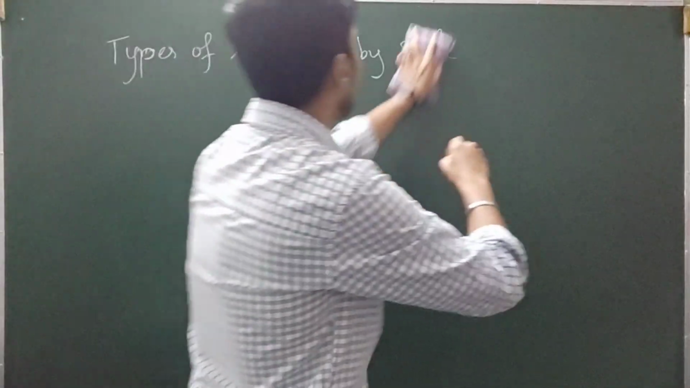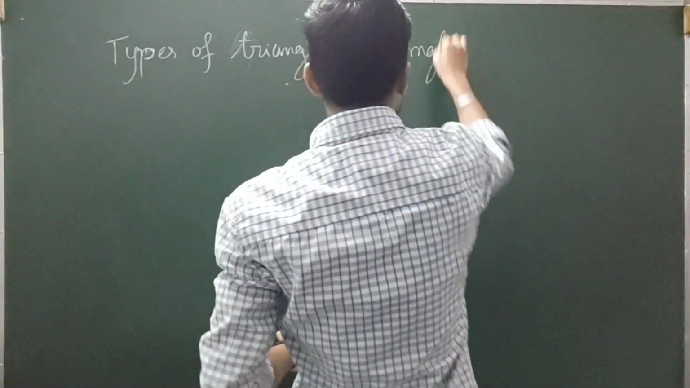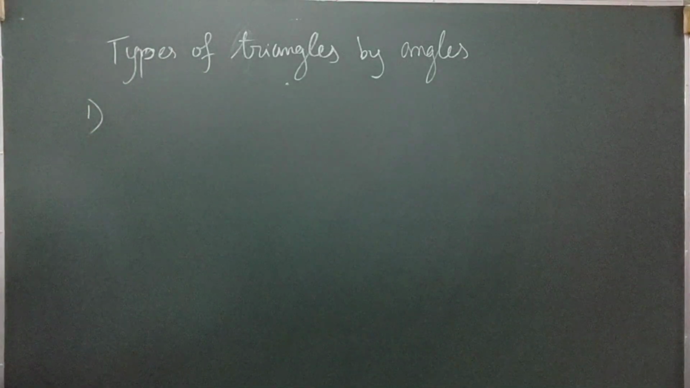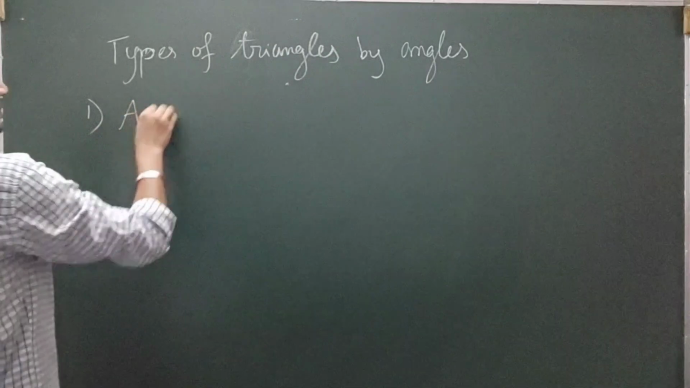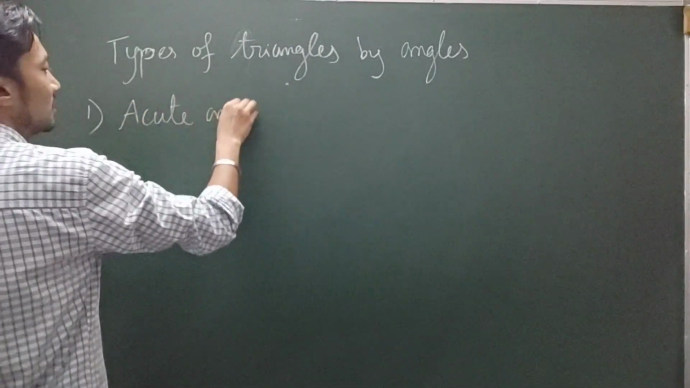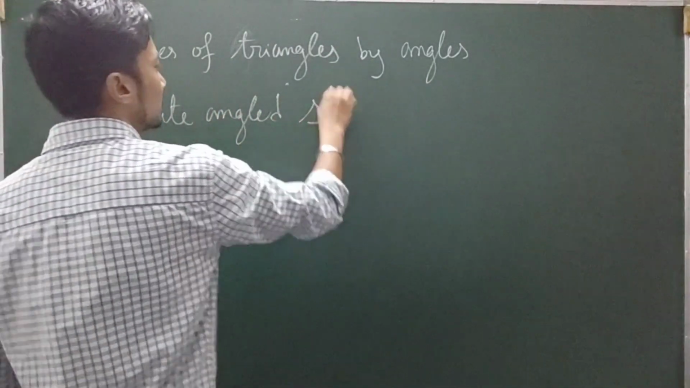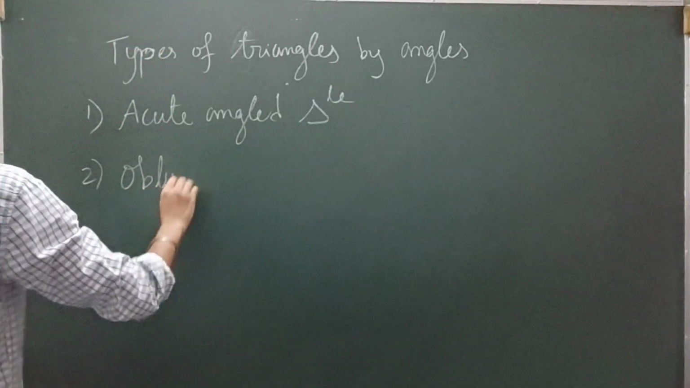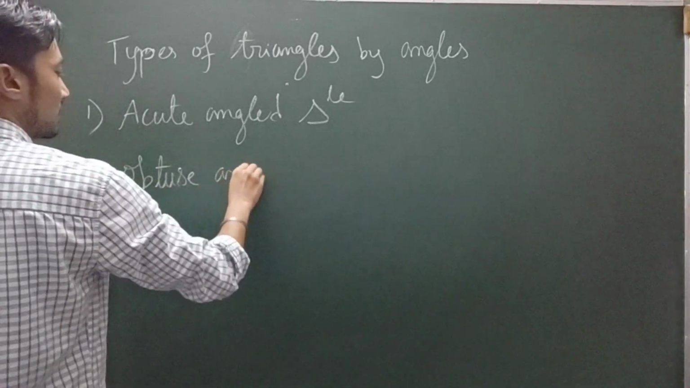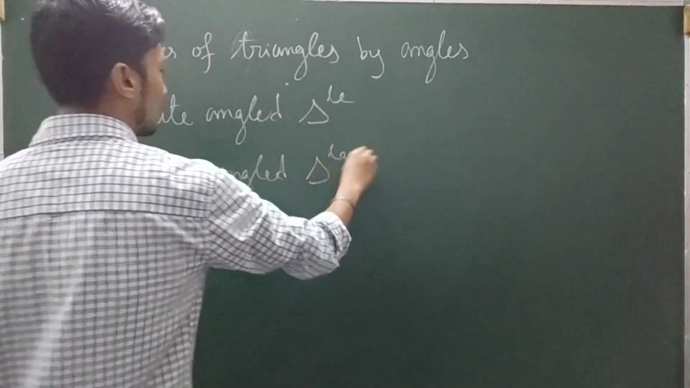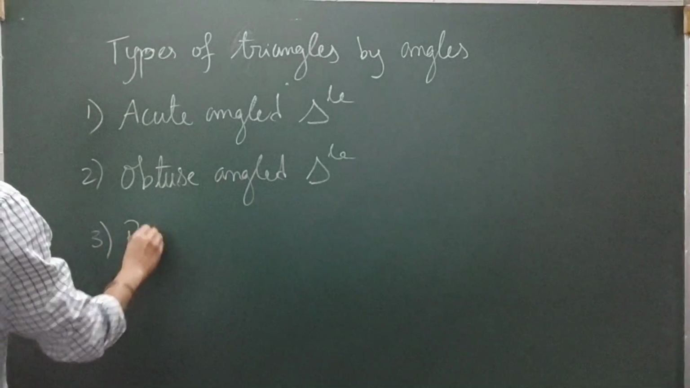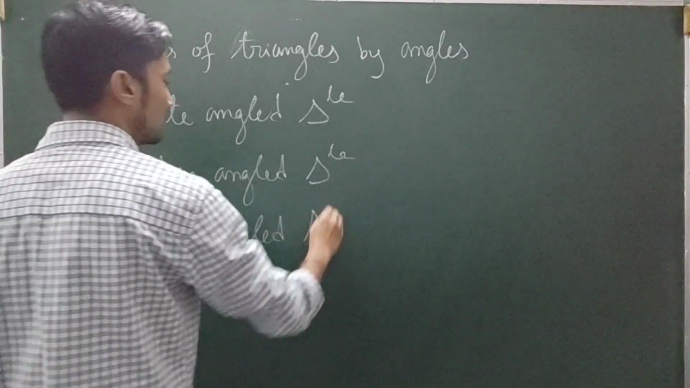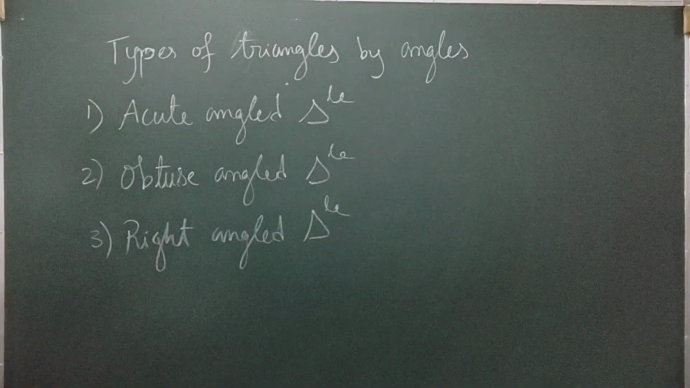Next, the other one is types of triangles, this time by angles. Types of triangles with respect to angles. First one is an acute angled triangle. Second one is obtuse, O-P-T-U-S, obtuse angled triangle. And third one is right angled triangle.